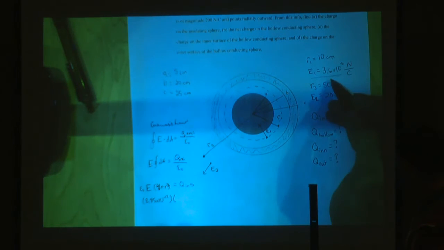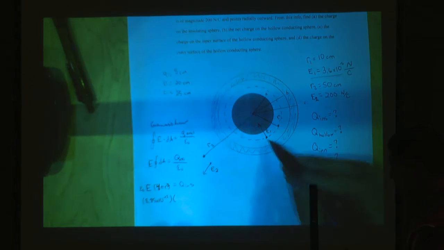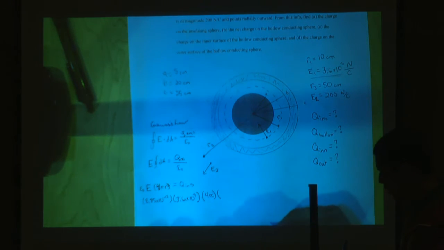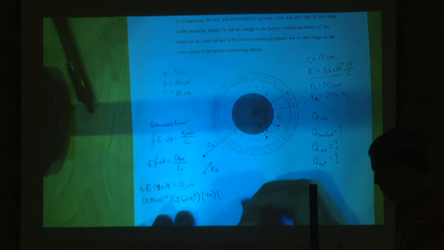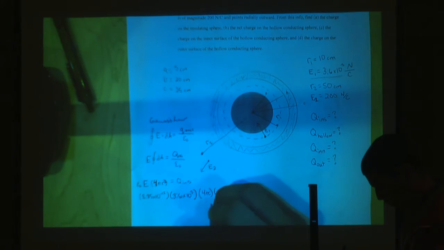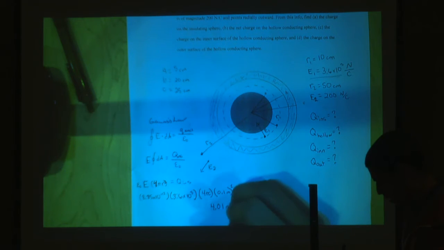Our electric field, which is E1, is given by this, so it'll be 3.6 times 10 to the 3. I know the units for that, newtons per coulomb, times 4 pi times r squared. Our radius would be 10 centimeters, but putting it into SI, it'll be 0.1 meters, squared, which equals Q inside. If we were to simplify this, we would get 4.01 nanocoulombs.